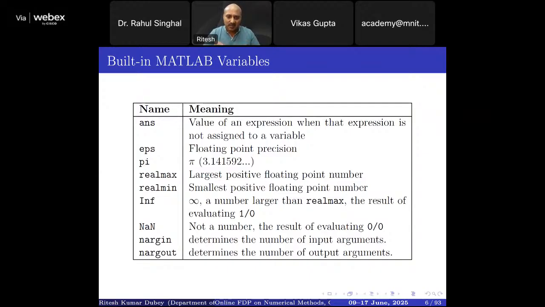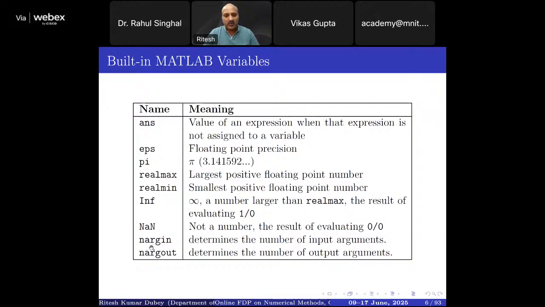Basically, it is the smallest value which MATLAB can distinguish. So if there are two numbers A and B, and they differ by more than epsilon from each other, then MATLAB can distinguish the two floating point numbers A and B separately. Otherwise, it will be the same number for MATLAB. Similarly, you have variables like pi, realmax. All these are inbuilt.